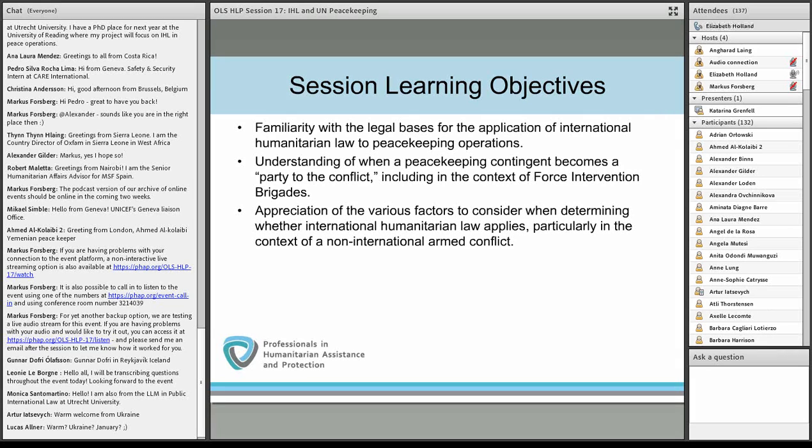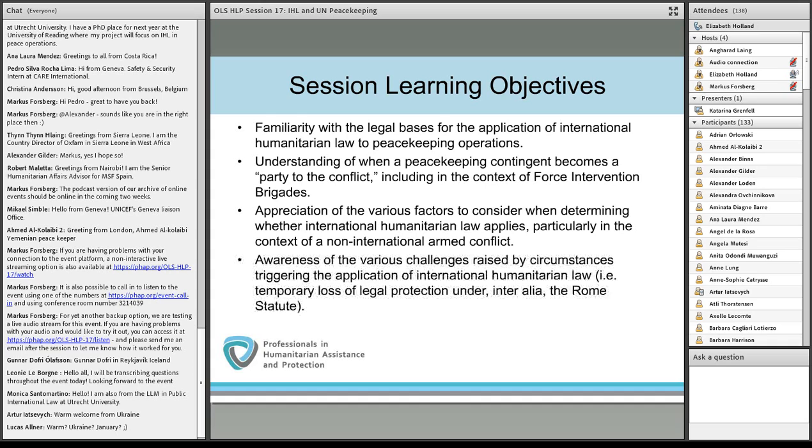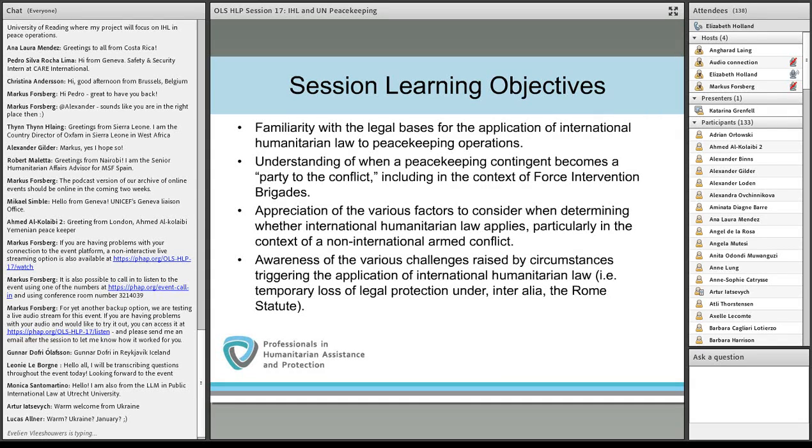We hope that you'll gain an appreciation of the various factors to consider when determining whether IHL applies, particularly in the context of a non-international armed conflict. And lastly, we hope to increase awareness of the various challenges raised by circumstances triggering the application of IHL. Here, for instance, we look perhaps to the temporary loss of legal protection under the Rome Statute.